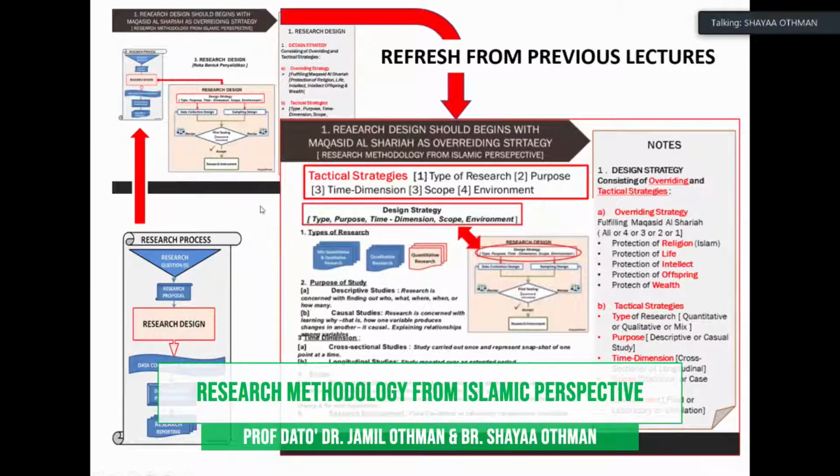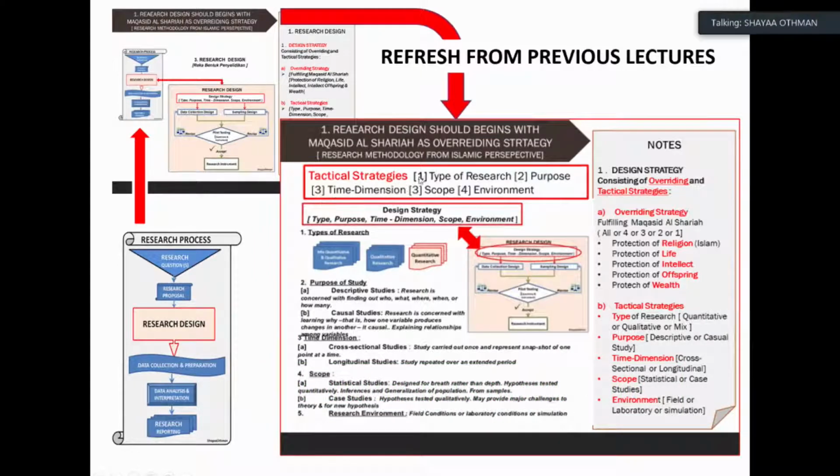And the rest of these objectives, for example, type of research, purpose of time dimension, all these tactical strategies to achieve our overriding strategies. So we have discussed earlier last week on this aspect. The most important thing is to choose these qualitative, quantitative research and so on, and also the purpose of the study, and also the time collection dimension, scope, and so on. In this case, Brother Professor Jamil had emphasis on all these aspects of research design.